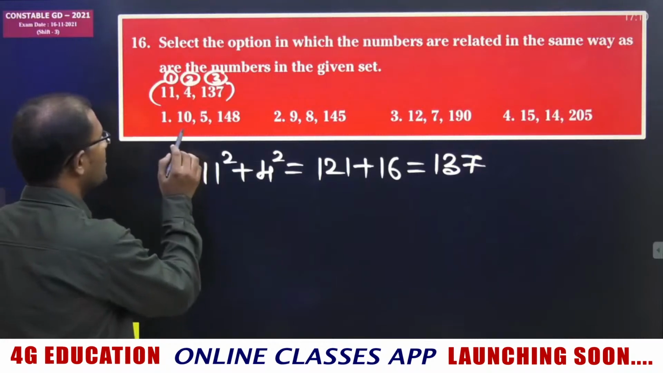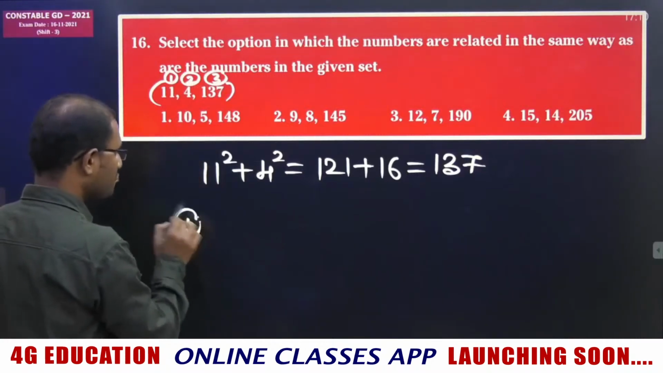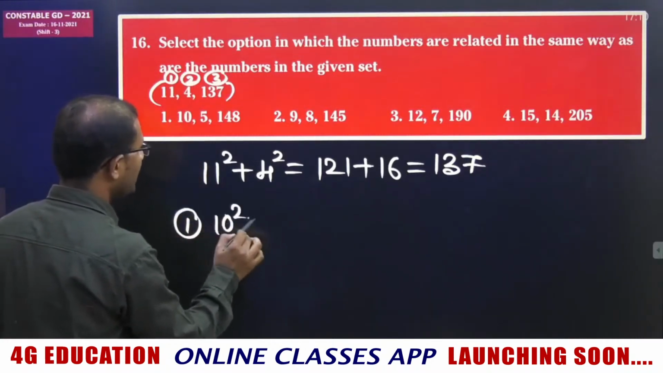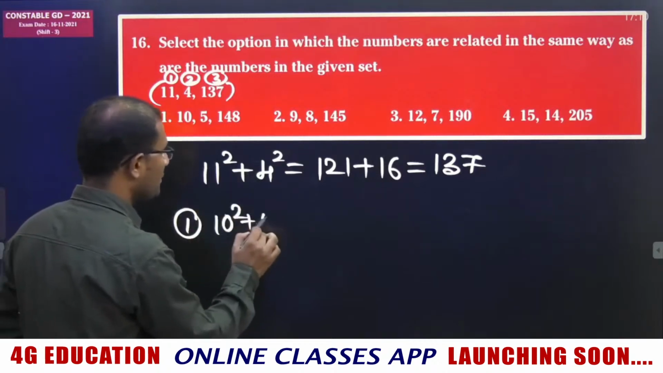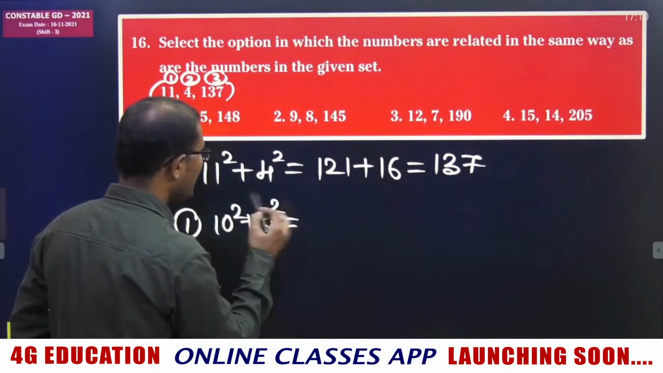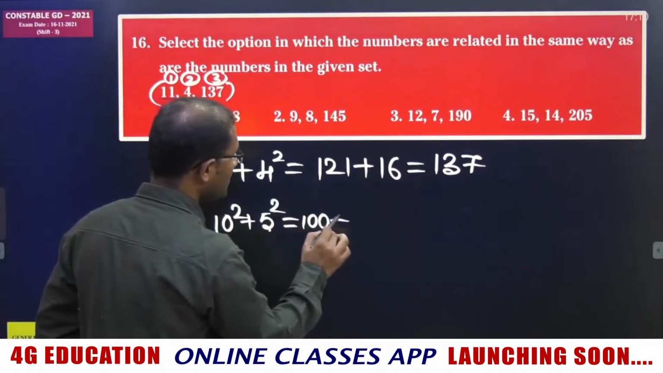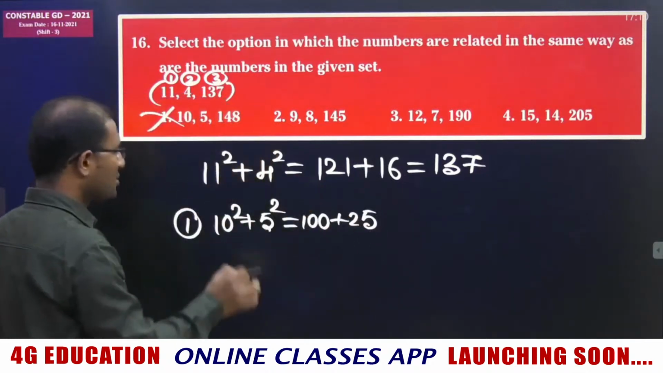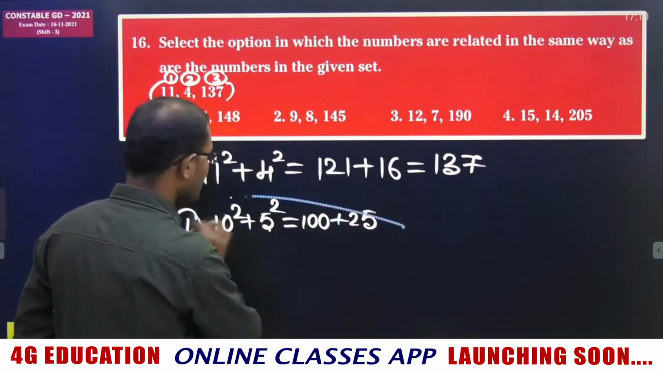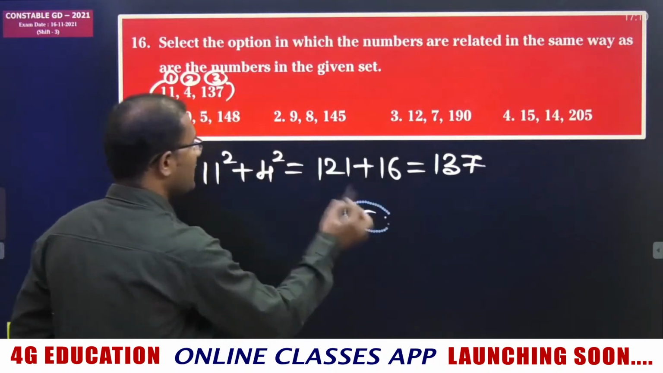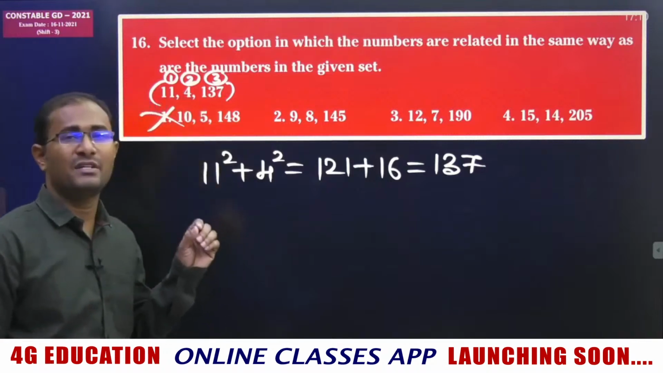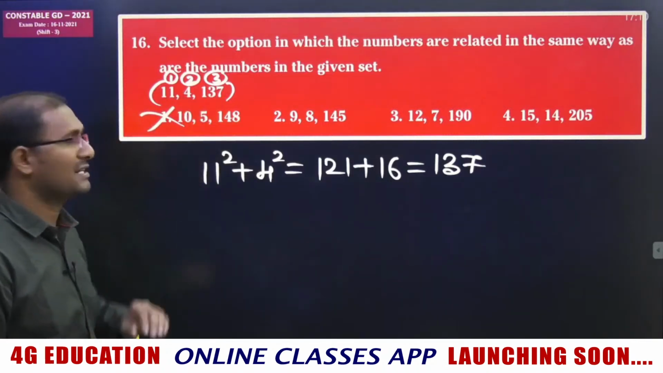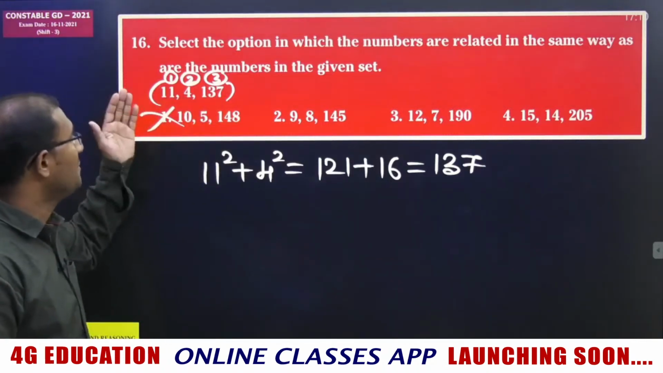If you take the first option, 10 square is 100 and 5 square is 25. 100 plus 25 is not equal to 148. It means first option is not correct. First option is not satisfying the relation present in the given set.